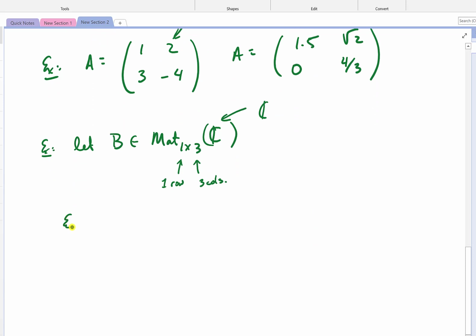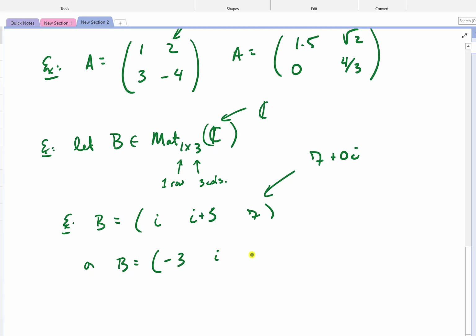So what could matrix B look like? Matrix B might look something like i, plus 3, and 7. Number 7 can be thought of as a complex number. It can be thought of as the complex number 7 plus 0i. Or maybe B would look something like -3, i, and the square root of 2 minus 3 square root of 5i, or something like that. So notice that both these matrices that I've denoted B have 1 row with a total of 3 columns in them. So this is a quick overview of what a matrix is.